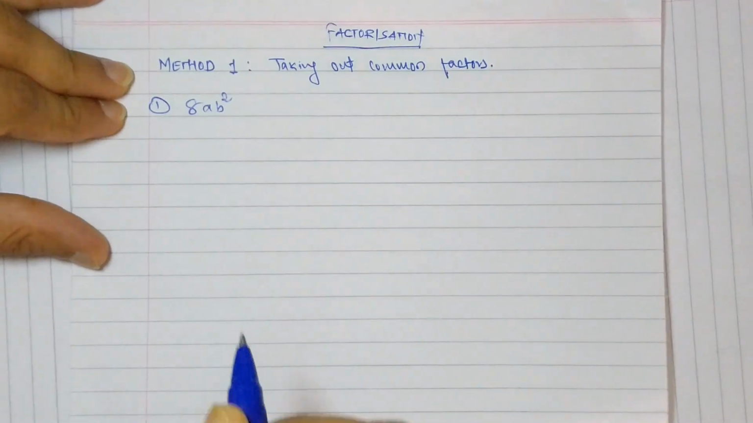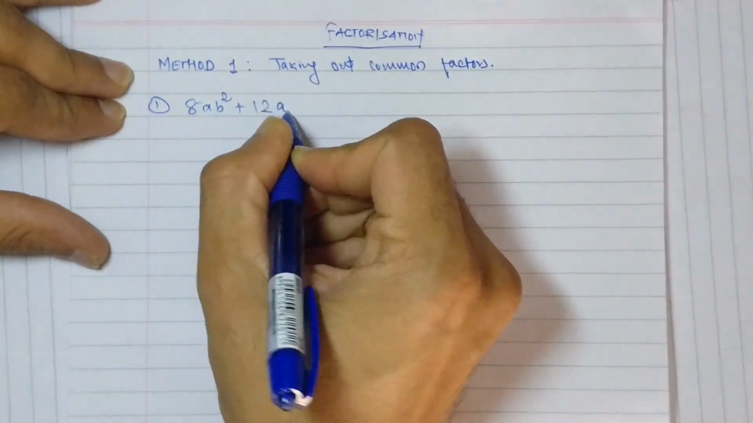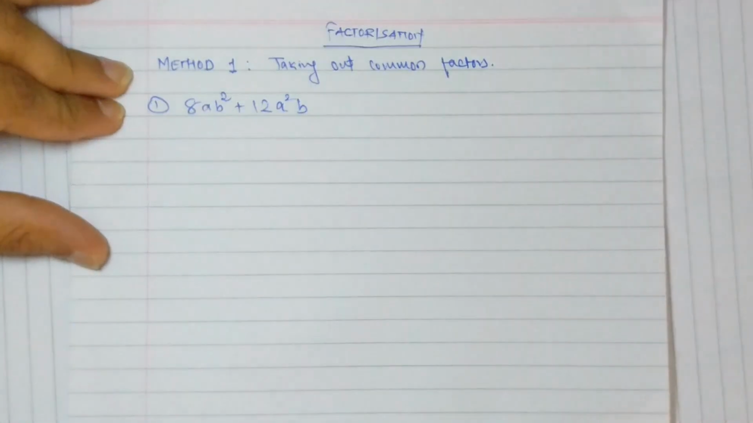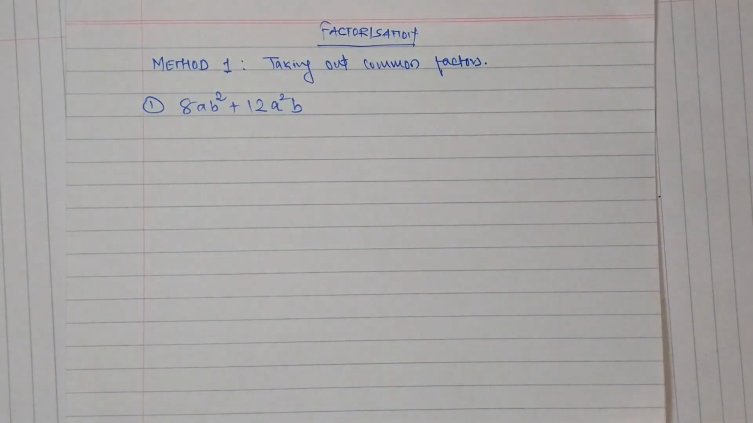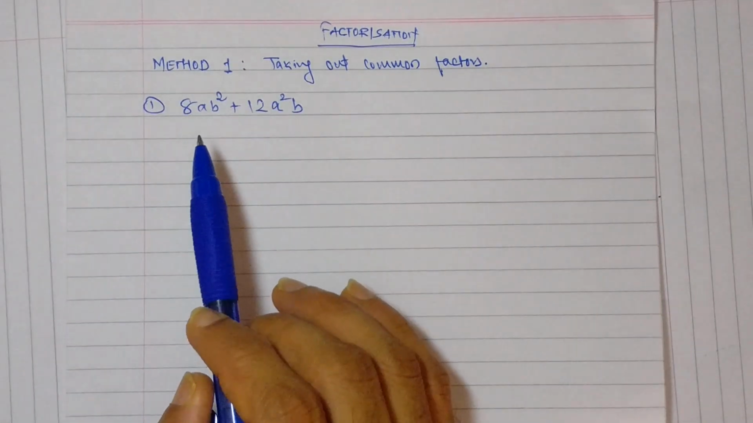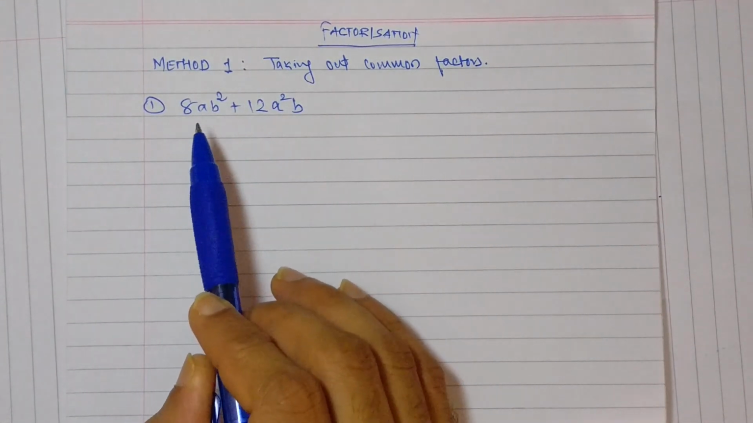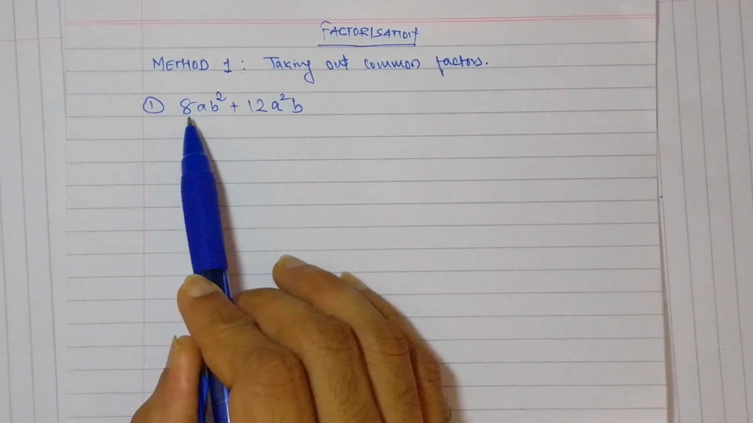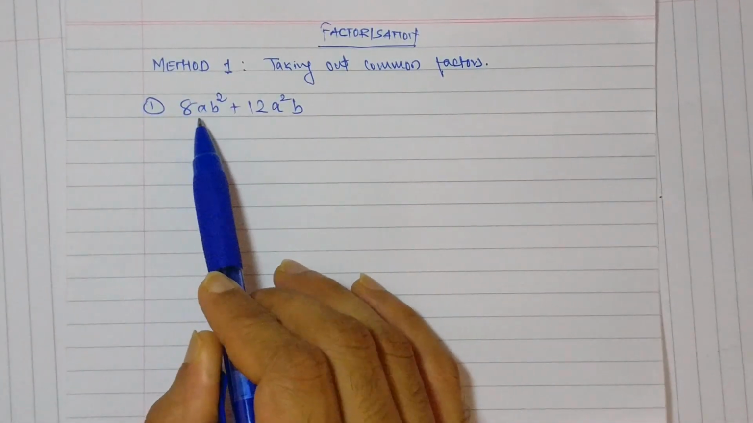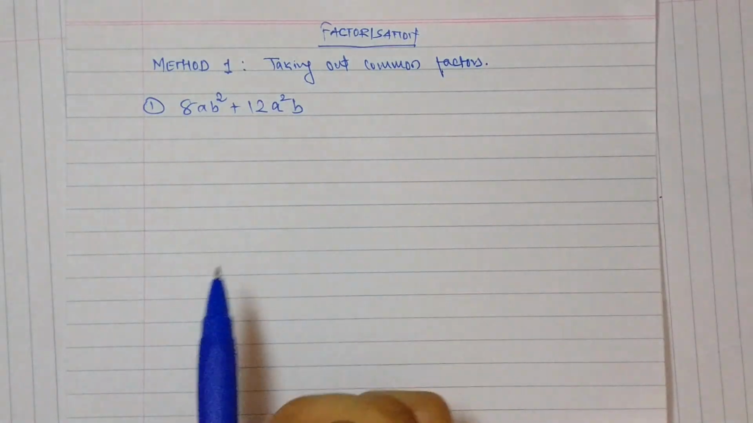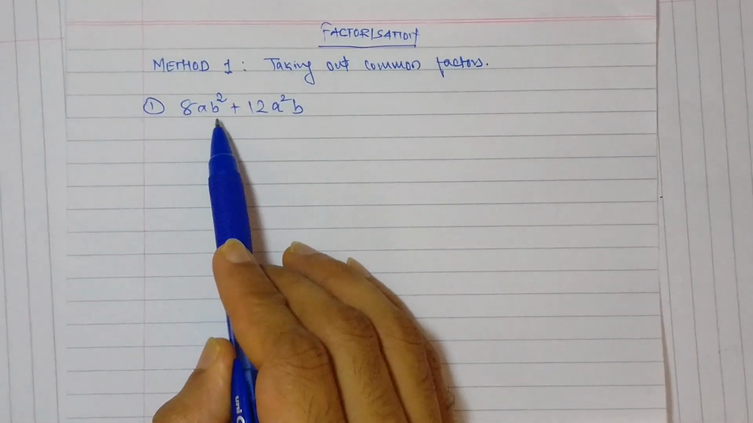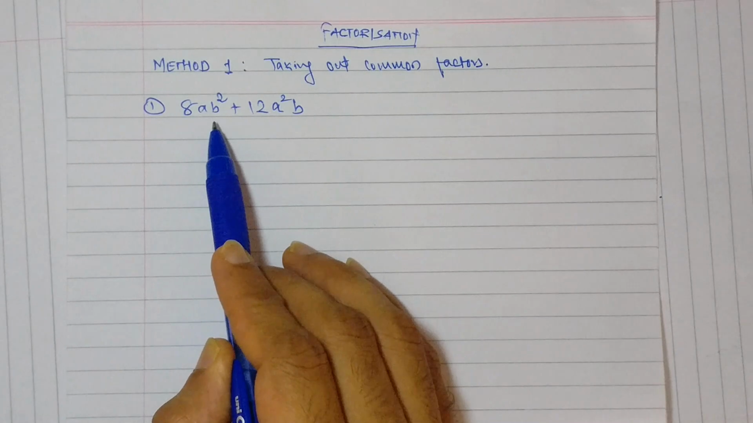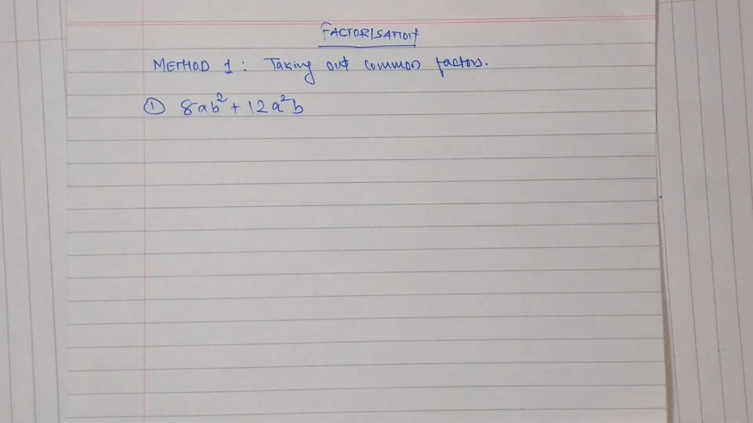8ab square plus 12a square b. Now, as you can see in this polynomial, there are two terms. I'm sure that you all know by now, terms are the values which are separated by plus or minus sign. So 8ab square is a term and 12a square b is a term.